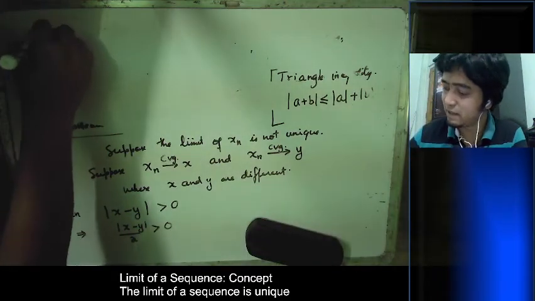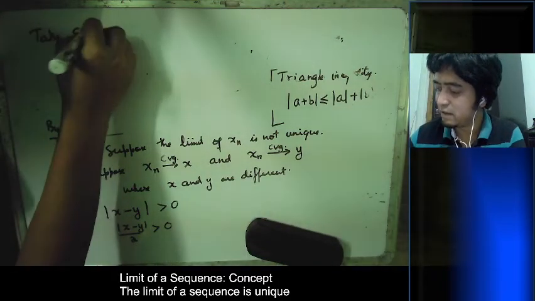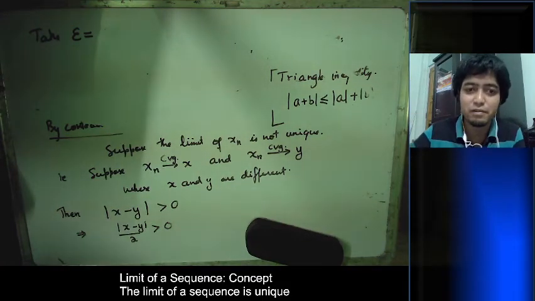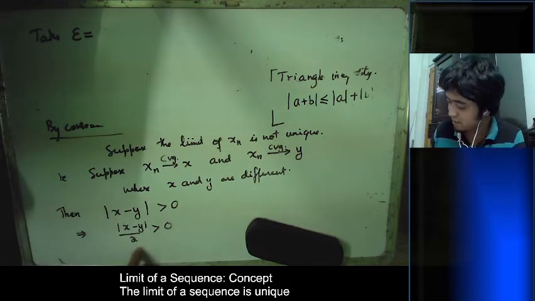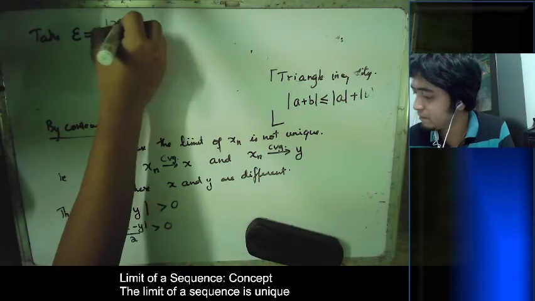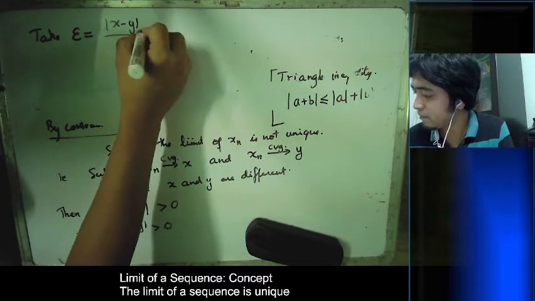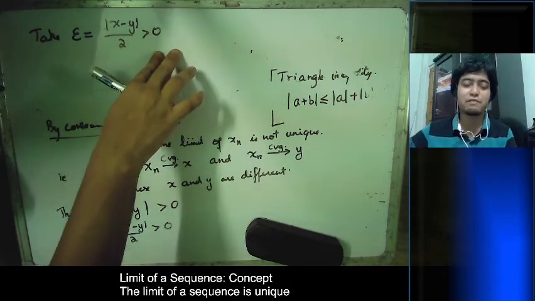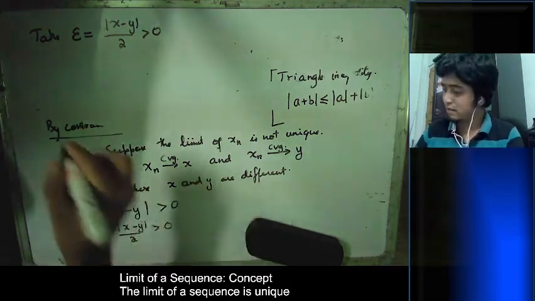We will take epsilon, it can be any positive real number. So this one, it is a positive real number. Okay, take epsilon equal to this, which is a positive real number.